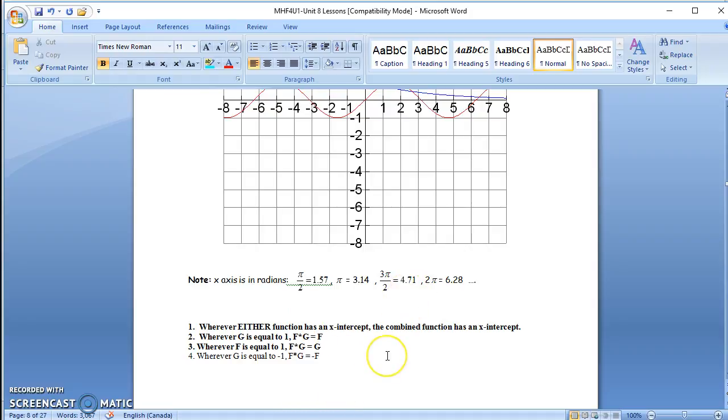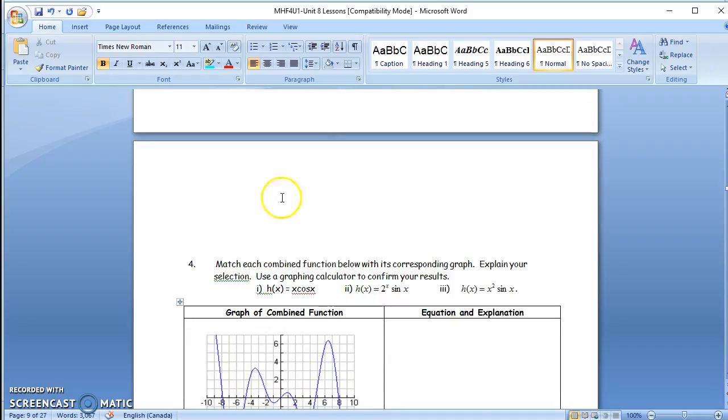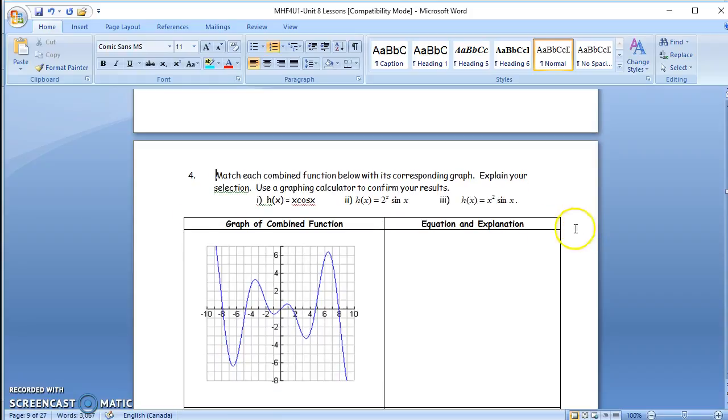So with that in mind, I think the best thing for you to do is to actually try these questions on the last page.